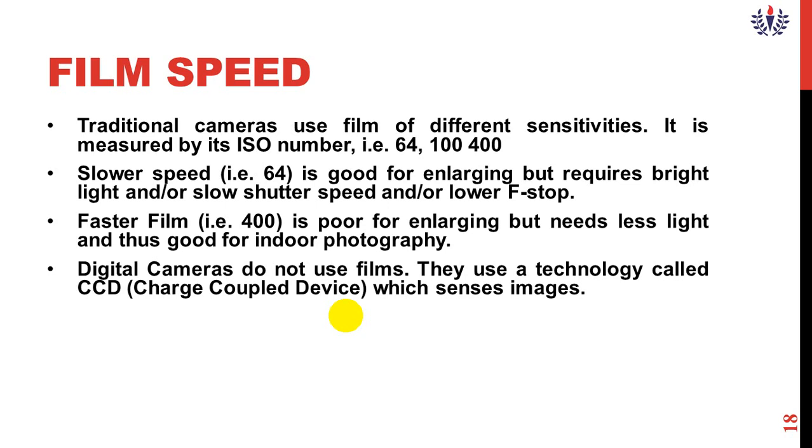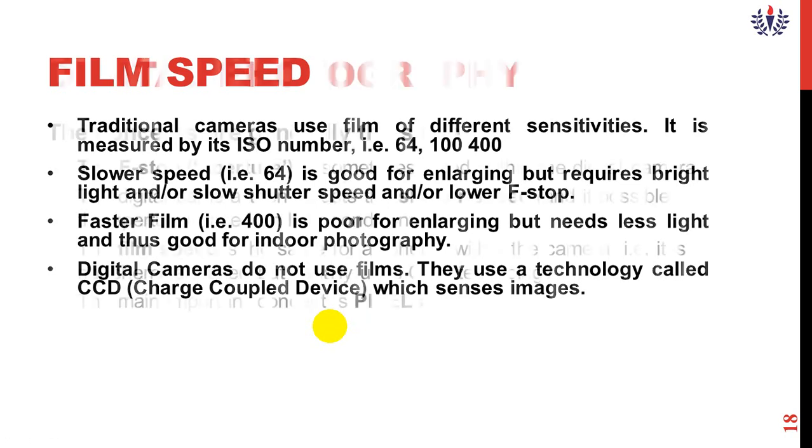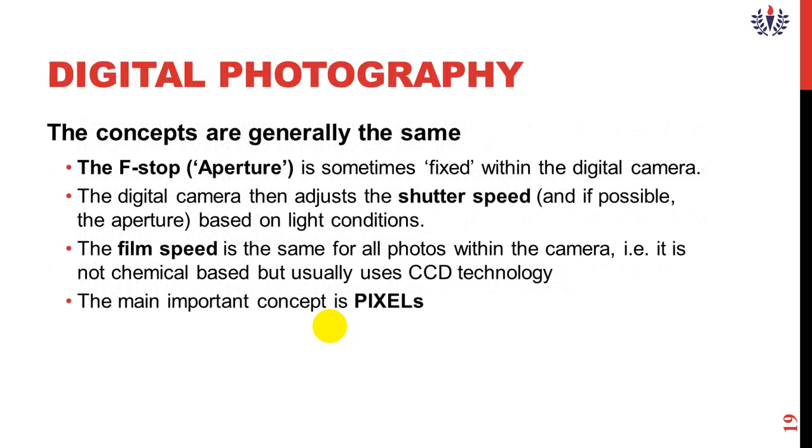Yes, good. In a charge coupled device, we are using the photodiode concept. Photodiode means we can use metal oxide semiconductor field effect transistors, MOSFET. Now when you come to digital cameras, it is called digital photography. In digital photography, the f-stop aperture is sometimes fixed within the digital camera itself, so you can adjust only the shutter speed.